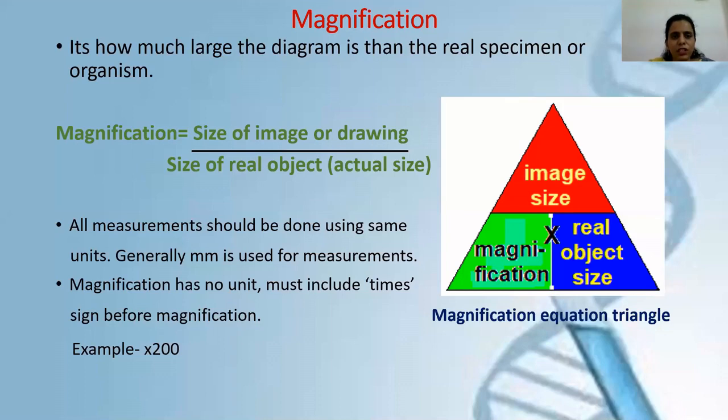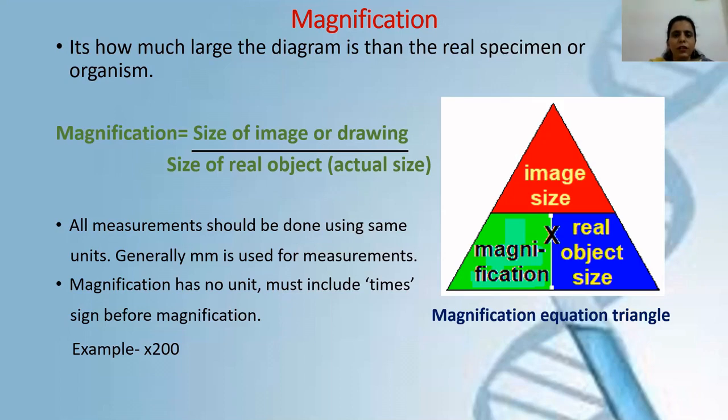So for calculating magnification, we always have a formula. Magnification is equal to the size of the image or drawing divided by the size of the real object, or actual size. Sometimes in the question paper the size of the real object is given, and sometimes, like the example I've shown you, you yourself have to measure the size using a ruler. So you have to be very careful while measuring the size using the ruler. This is the formula for magnification.